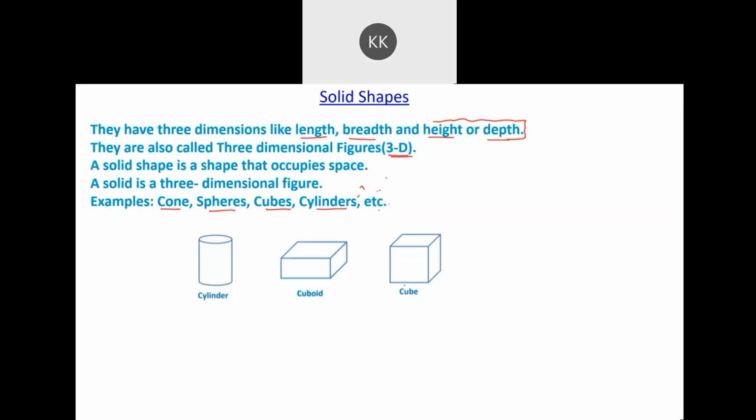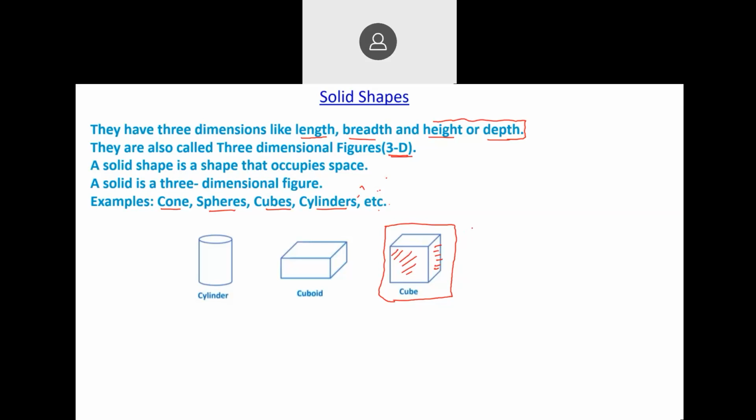So when we speak of, say, one particular example, I'll take cube. When I speak of area of the cube, what does it mean? Does it mean area is this area or this area? No, sir. All the areas in it, sir.